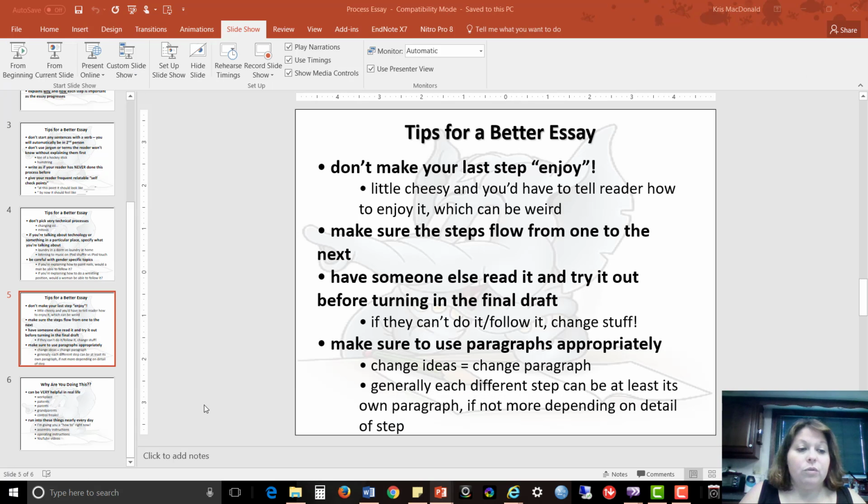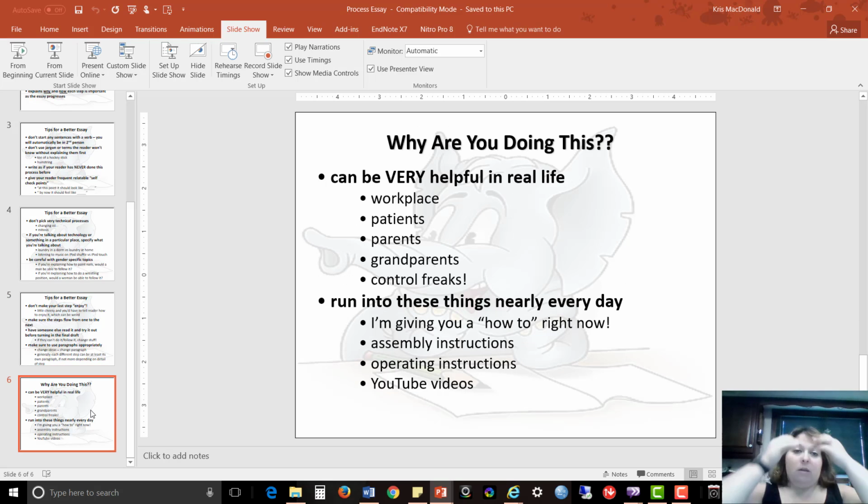So, one of the reasons why you're doing this, again, is because it can be very helpful in real life. So if you want people, like I said, to do things a certain way, writing them step by step how they should do it, how you want it done, that's a process essay. Think about how many times you might have gone on eHow or WikiHow, or you might have been on YouTube looking for videos on how to do something. Those were just visual depictions of this exact essay.